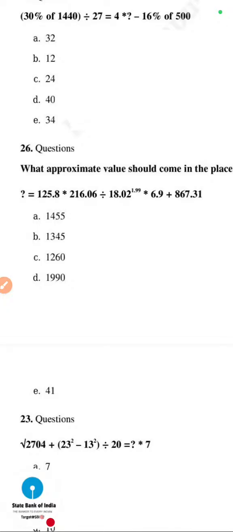So we have 7 12 times, which will be 84 into 7, 4 times 28, 7 8 times 56 plus 2, 588. So 588 plus 867, we get 1455. Option A is the answer for this question.